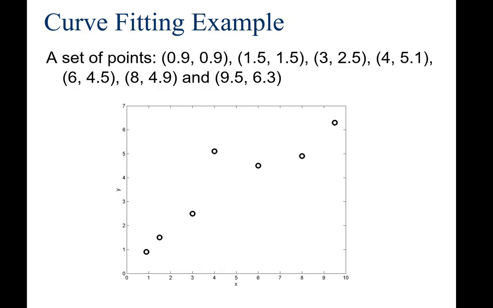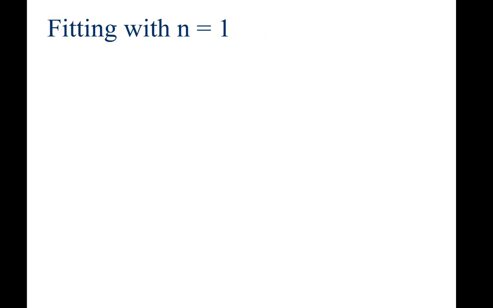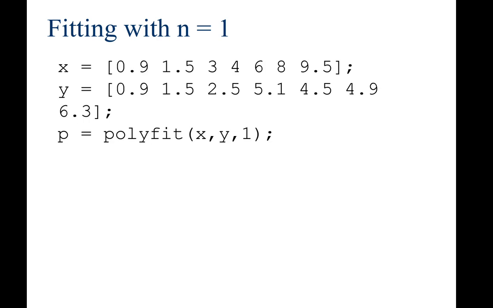So here's an example. We have a series of points. It looks like there's between, I don't know, 6 or 7 points. And we're asked to draw a curve or a straight line or any type of line in between these points to show exactly what this data is doing. So fitting with n equals 1 essentially means a straight linear line.